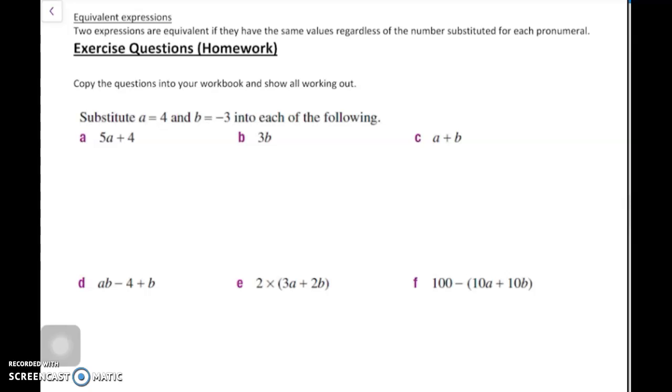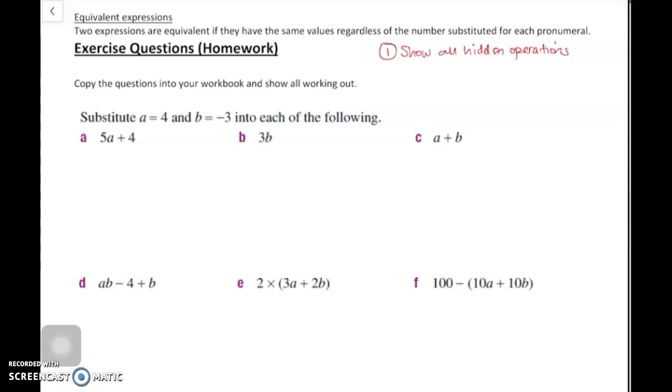These are the solutions to the substitution homework. Now remember, to substitute means to replace a pronumeral with a given number. And to do that, we need to stick to a few simple rules. The first thing that you need to do is put in all the hidden operations.